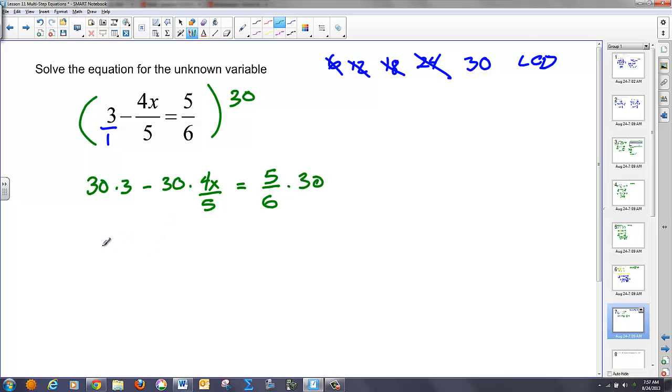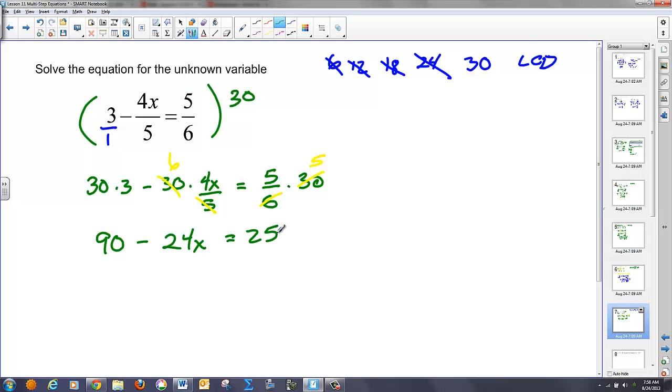So notice in this case I have 90 here, doing my order of operations. The 30 and the 5 reduced to a 6. So I have a total of 6 times 4x, or 24x. And in this case, my 30 and my 6 reduced to a 5. So I really have 5 times 5, which in this case is 25.